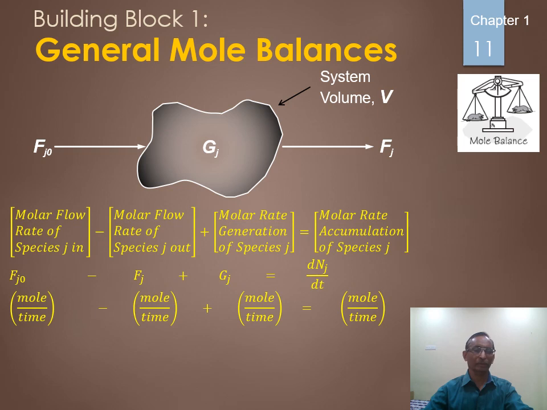Now your basic subjects start in unit number 1. That is from the general mole balance, GMB, general mole balance equation. In short, we can call it the GMBE equation. This is the volume where the reaction is going to be carried out. It is named the system volume, symbol V. Where you feed your feed, that is the inlet of your feed, denoted by Fj. J is your species. J0 means initial, Fj0 or Fa0, that is the initial feed rate into the reactor volume, which is the system volume.